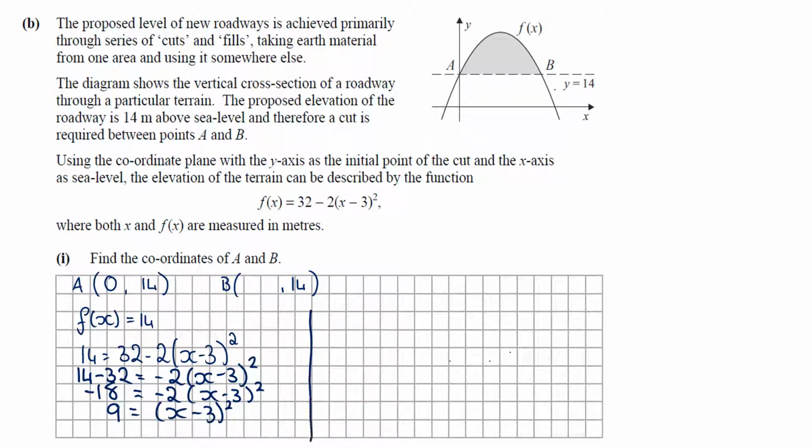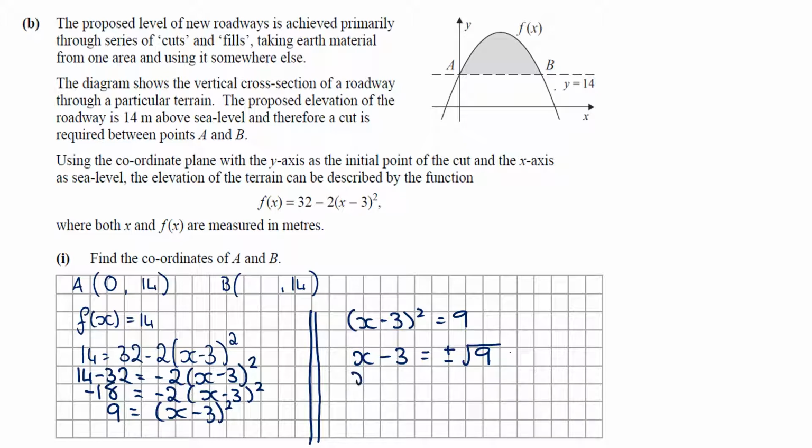Just to make life a little bit easier, I'm going to switch sides. So I get (x minus 3) squared is equal to 9. I'm going to take the square root of both sides, and when I do, that will give me plus or minus the square root of 9. I have to remember, if I decide to take the square root of a number, I can get either the positive or the negative.